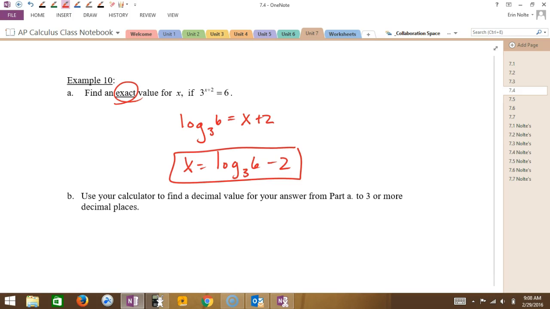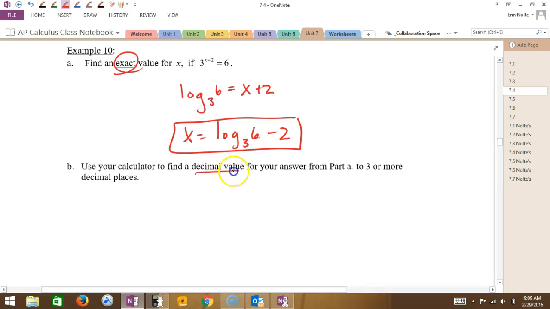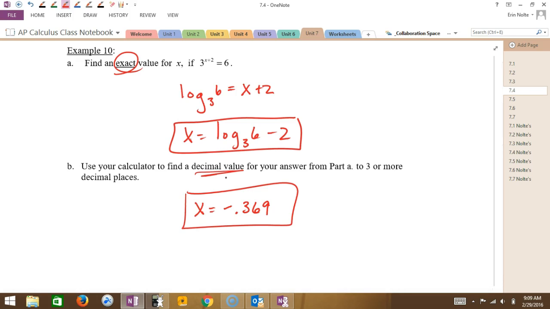Okay, so for B, they ask you to find the decimal value of our answer. So can somebody type that in and tell me what that's equivalent to? Okay, good. That's what I got too. Perfect. So good? Everybody remembers all this good stuff?